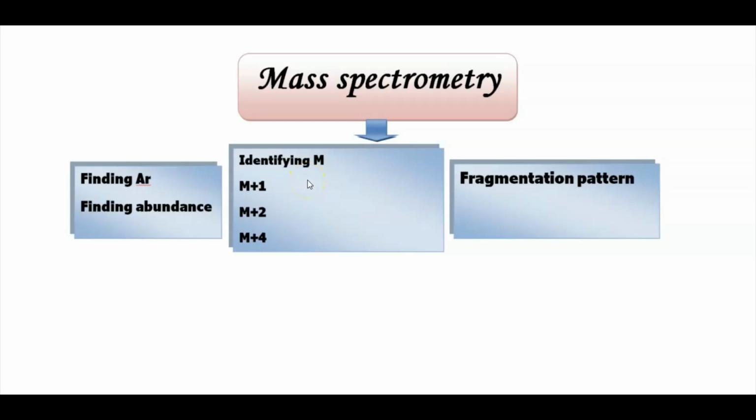So in mass spectrometry, we are going to discuss this topic in three parts: finding relative atomic mass and finding abundances. First, from abundances finding AR, and from AR finding the abundances. This is the first part. In the second part, we will learn what is M peak, what is M plus 1 peak, what is M plus 2 peak, and what is M plus 4 peak. And in the third part, we will discuss fragmentation pattern and we will do the question as well.